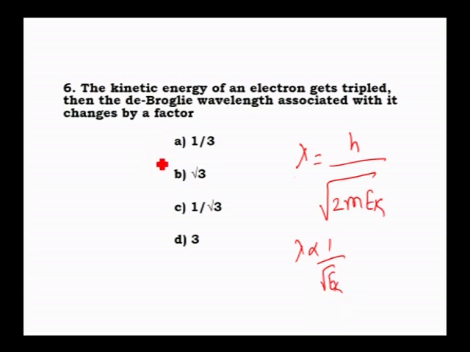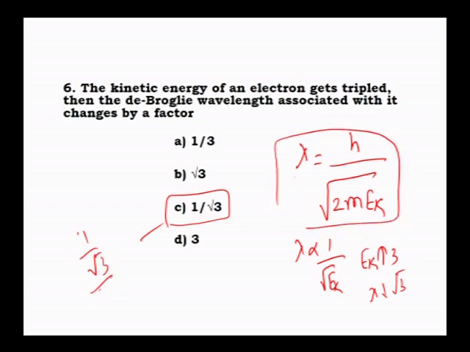Anyway, they have mentioned that the kinetic energy gets tripled, which means kinetic energy increases by 3 times. If kinetic energy increases by 3 times, then definitely the lambda value decreases by root 3 times. Decreases by root 3 times means the answer will be 1 divided by root 3. Clear? Because it's inversely proportional, therefore the lambda value decreases by 1 by root 3, which is the correct answer. Again, it is based on the de Broglie wave equation in terms of kinetic energy.